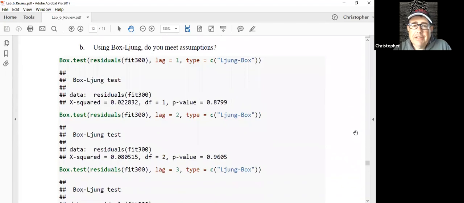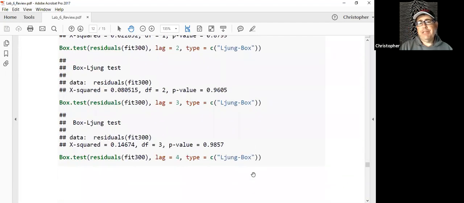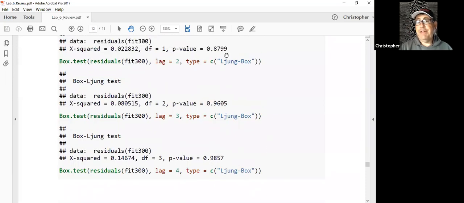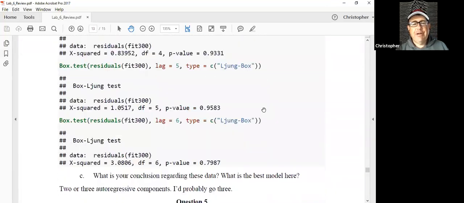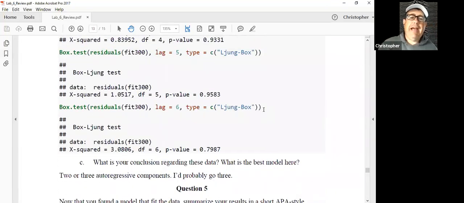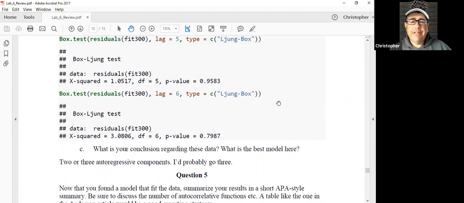Again, looking at Box Ljung. Box Ljung tells us that we meet the assumptions, not surprising. It also gives us p-values that are close to 1, which is saying, hey, look, it's almost perfect. And you can see no matter how many Box Ljung terms I add, we're still good. So best model here, I would probably go with 3 autoregressive components, depending upon what criteria you're using. Some people might go with 2, but I like 3 in this case.